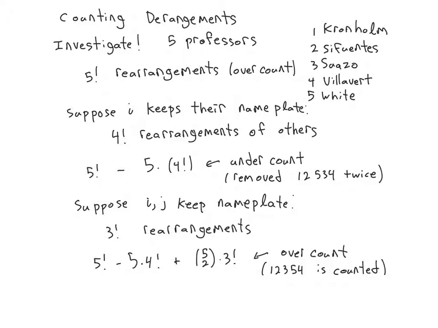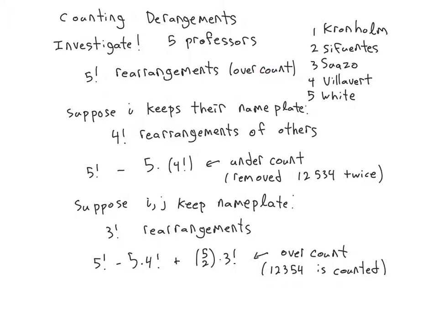And so an obvious overcount is that there's 5 factorial possible ways to rearrange our nameplates outside of our office doors. But obviously this is an overcount because it includes cases like the one where all of us keep our same name. And we want to mix them all up. So this is not good. This is way too much.